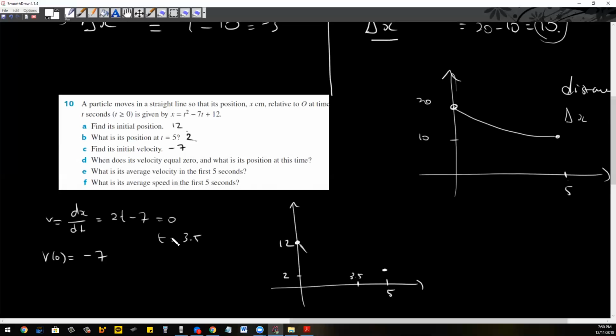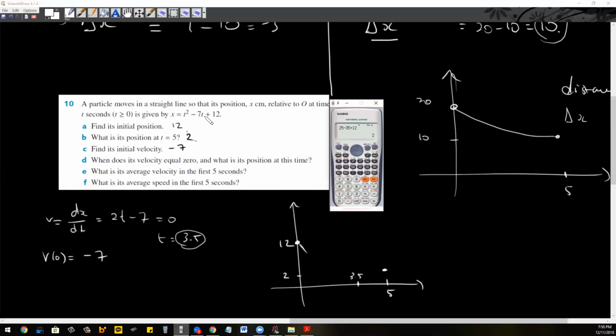And what is this position in time? So you plug in 3.5 into the original equation to figure out where it is. So it's 3.5 squared minus 7 times 3.5 plus 12, right? Then you get negative quarter, negative 0.25. So it's actually down here.